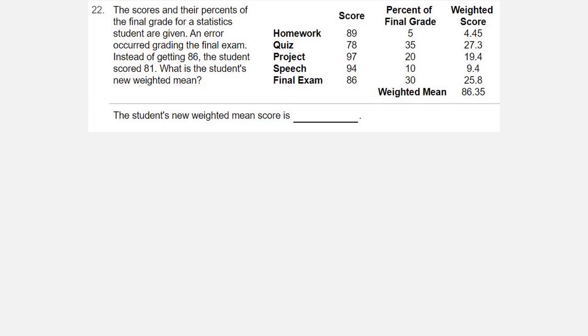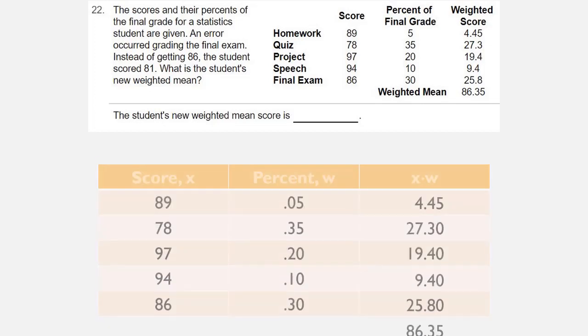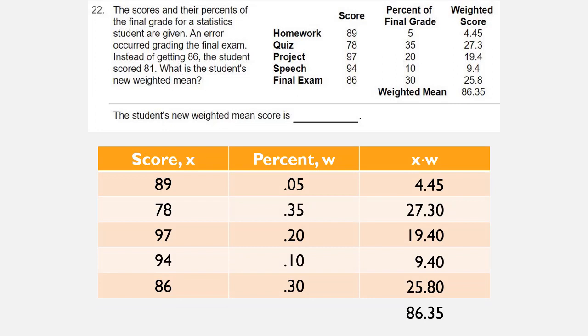So we have all of our grades along with their percent of the final grade and the weighted scores. So I'm going to build a table that represents that information. You'll notice in the first column I put the scores. In the second column I put the percents, but I put them in decimal form. The reason I did that is because when they gave us the weighted scores, the way that they calculated those was by multiplying each score times its percent in decimal form.